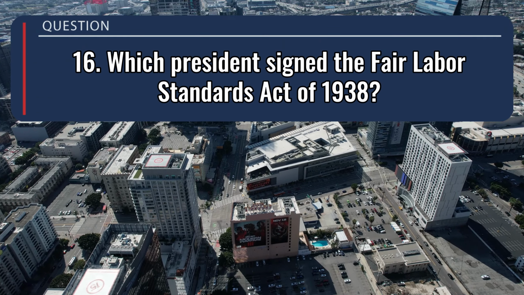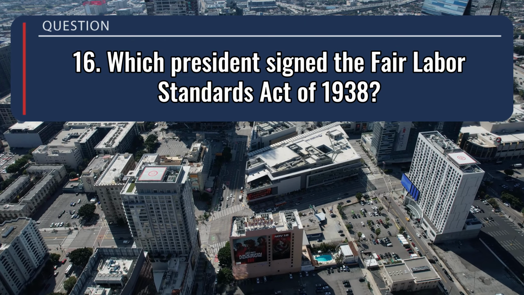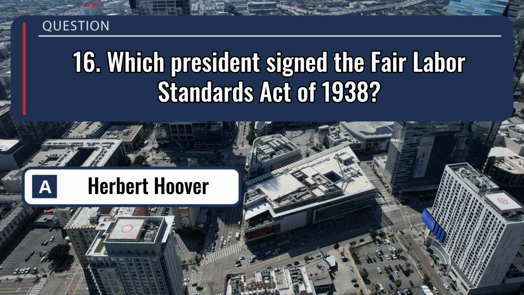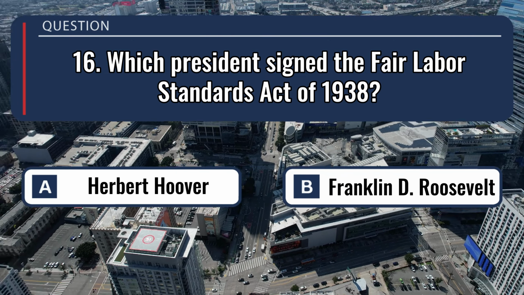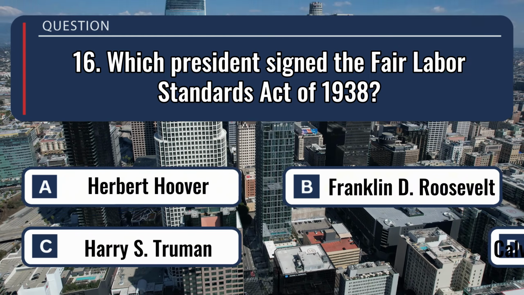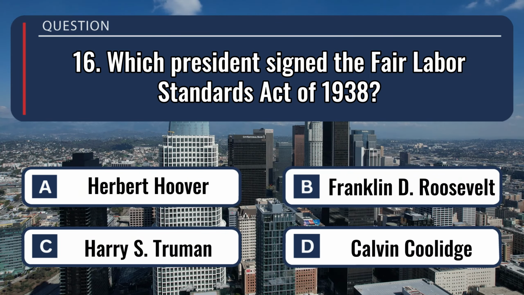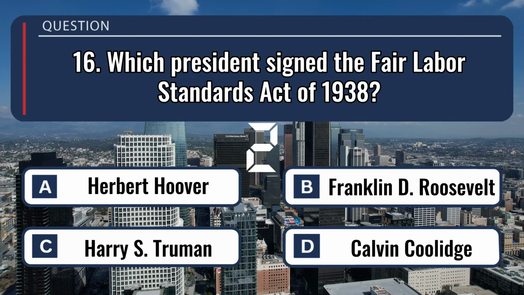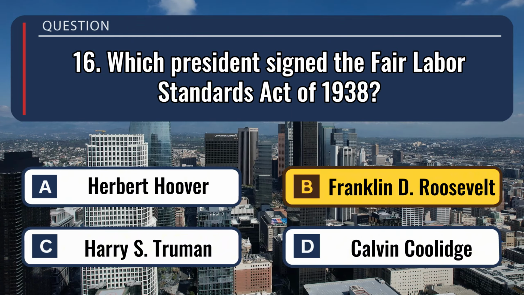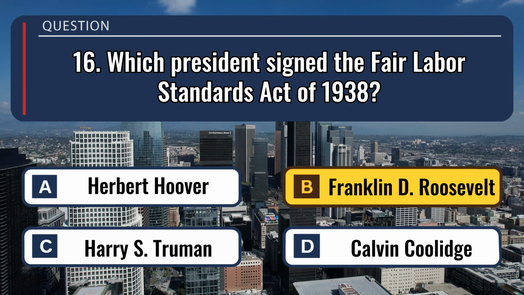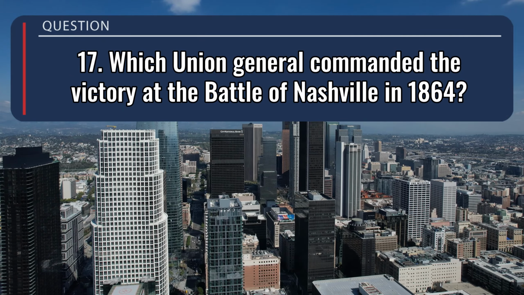Question 16. Which president signed the Fair Labor Standards Act of 1938? A. Herbert Hoover. B. Franklin D. Roosevelt. C. Harry S. Truman. D. Calvin Coolidge. The correct answer is B. Franklin D. Roosevelt.